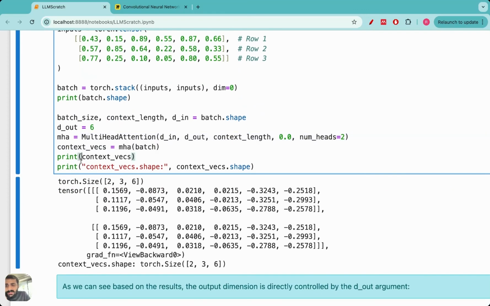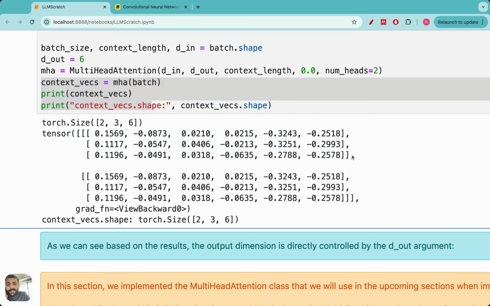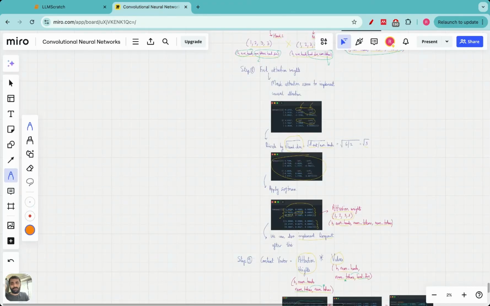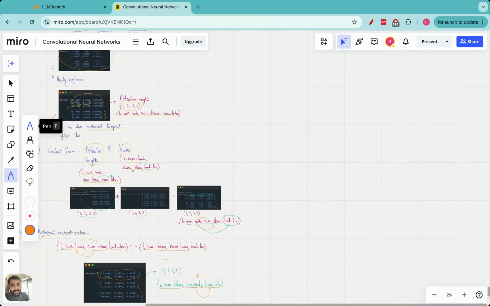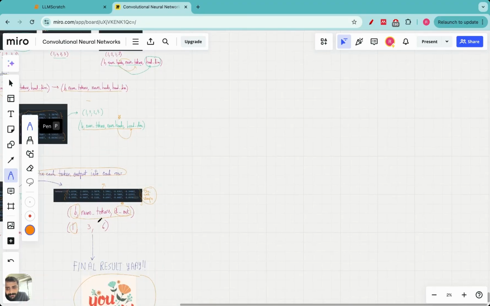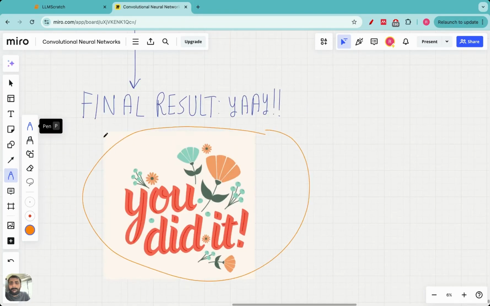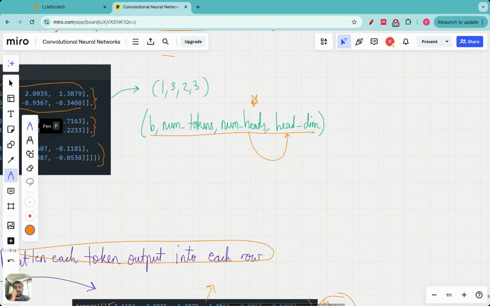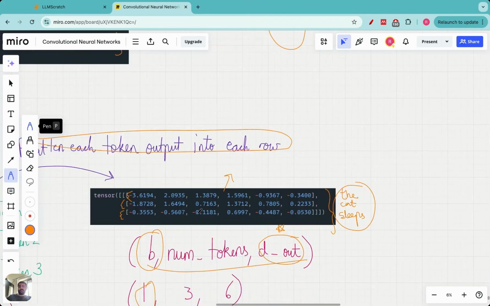So we create an instance of this class and then create the context vector matrix. And you will see for the first batch, the context vector matrix has 3 rows and 6 columns. Let's see if the shape matches what we had seen on the whiteboard. Okay, so let me scroll down below. Yeah, this is the final context vector matrix which we had obtained, and this also had 3 rows and 6 columns.